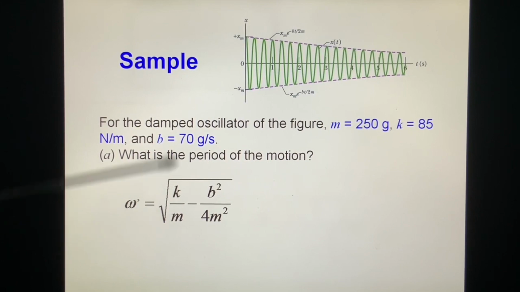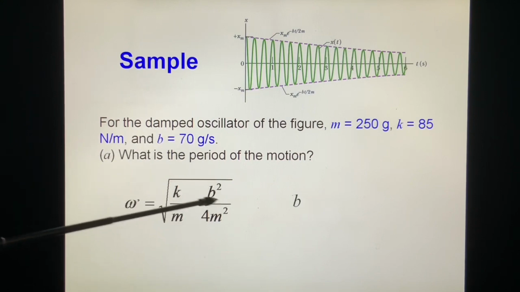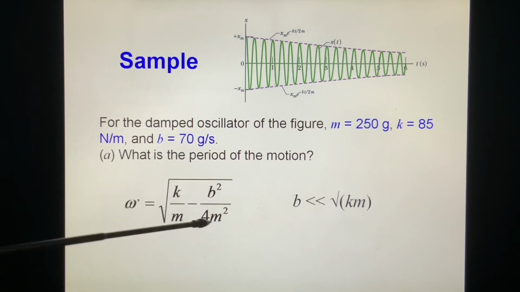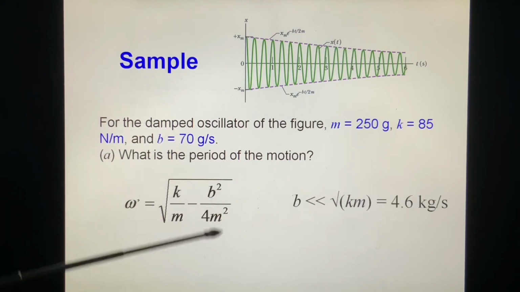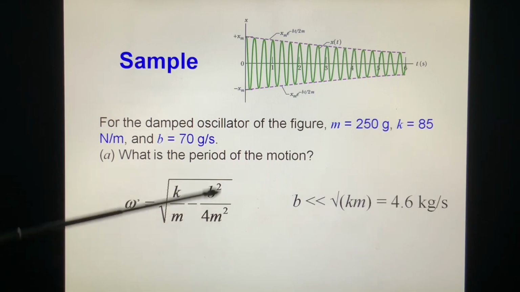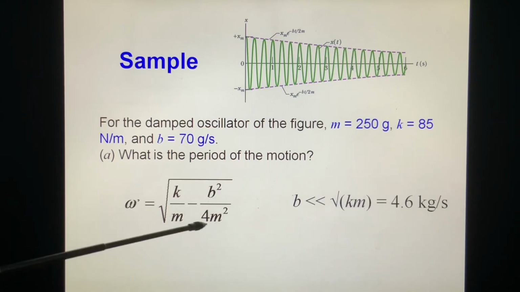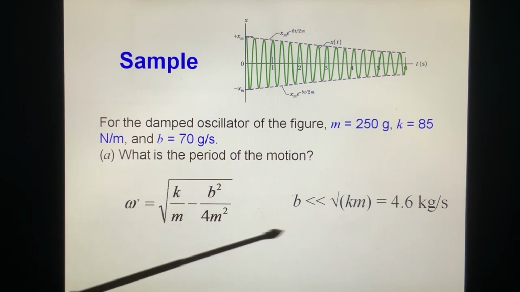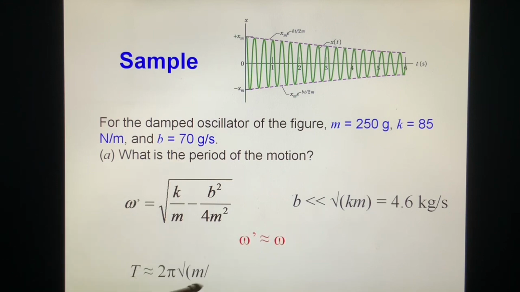Okay. m is 0.25 kilogram. b is 70, okay? We should use the kilogram, so it's 0.07 squared, okay? And this one, we find out b squared is much, much smaller than km. So this term can be dropped. We get this one, okay? So omega equal to omega 0. Okay? And the T is the same thing. Very easy to find out, okay?